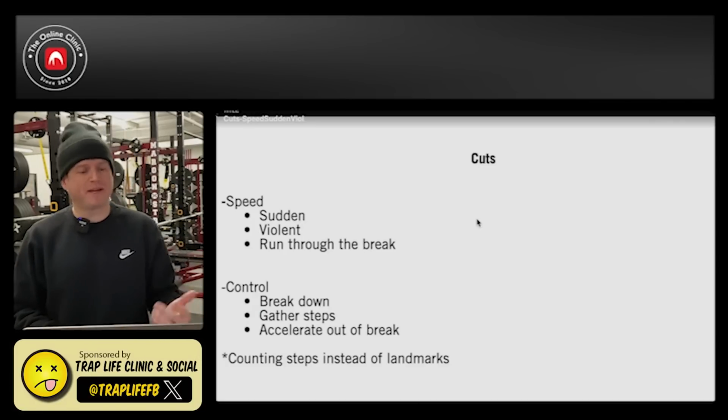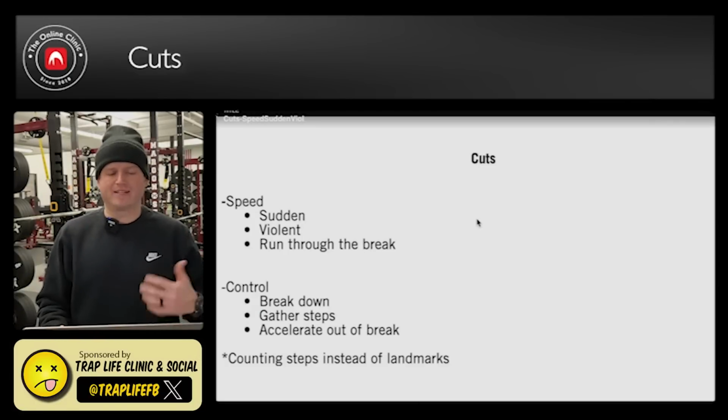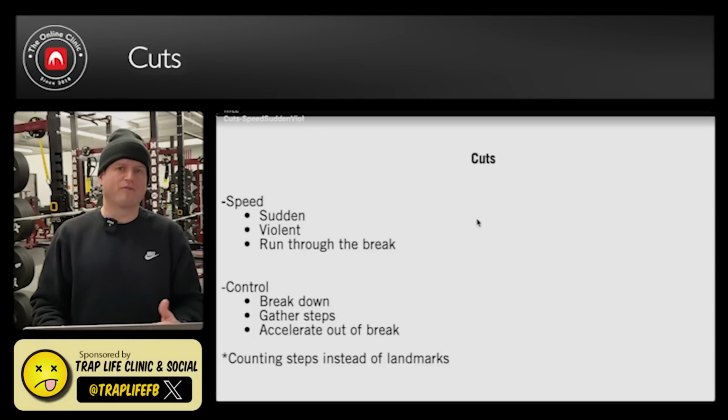Okay, so some of the cuts that we do. We have two cuts: our speed cuts and our control cuts. As we teach these, our speed cuts are very sudden. They're violent. We like to run through the break, okay? There's really no breaking down. We want to get in and get out of our breaks fast, because the ball's coming out.